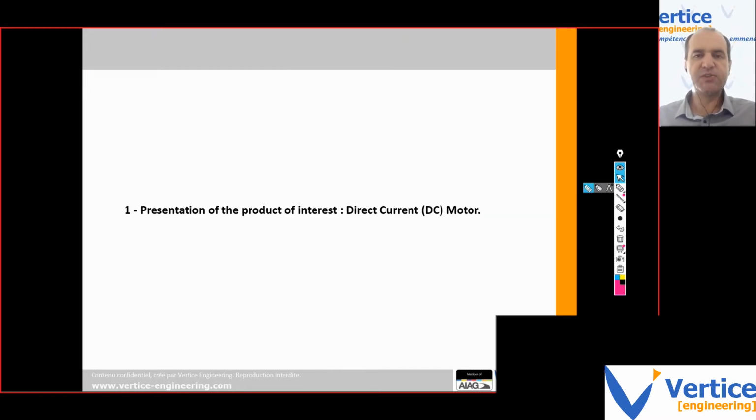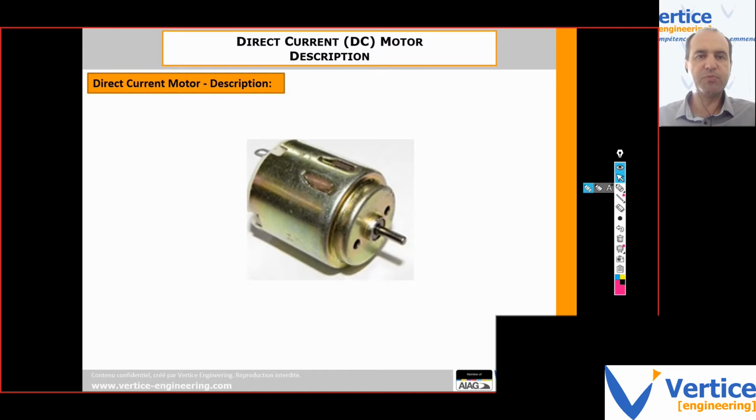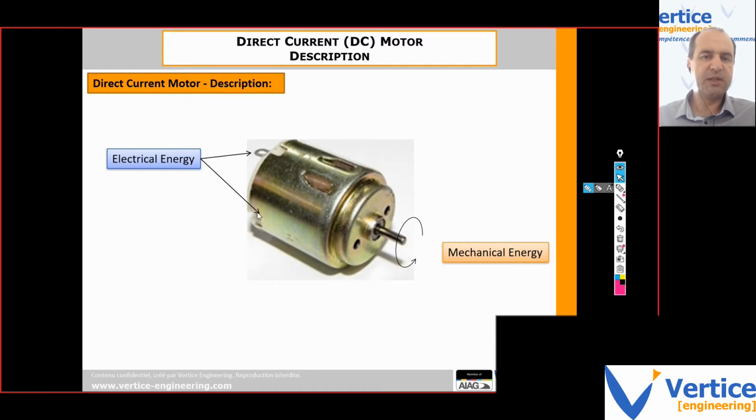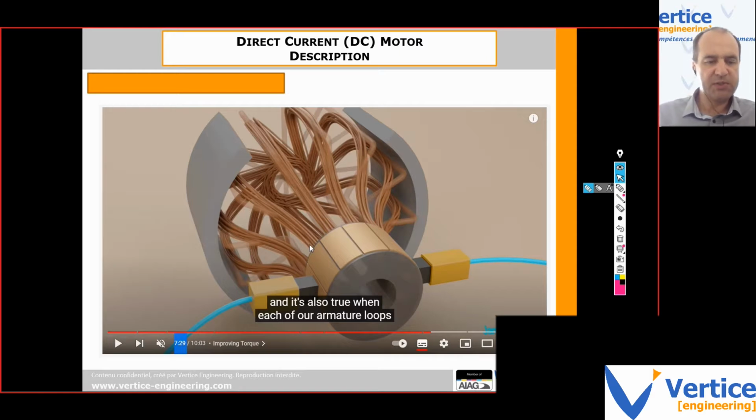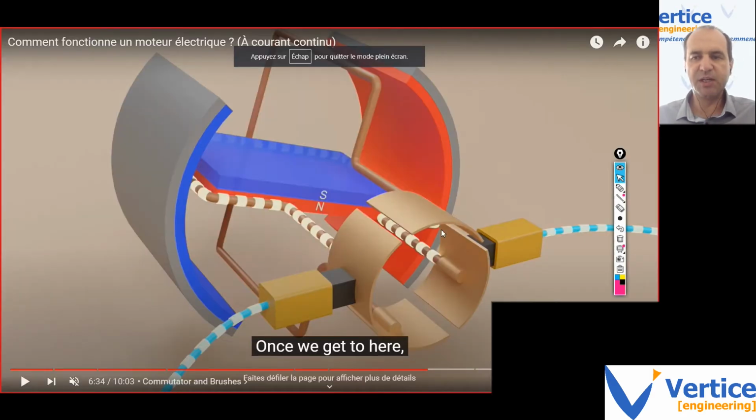So let me first present the product and the process on which I'm going to base my presentation. The product is actually a direct current motor. A direct current motor allows us to transform electrical energy into mechanical energy, to transform electrical current into rotation movement, of course. So the way it works is what is shown here.